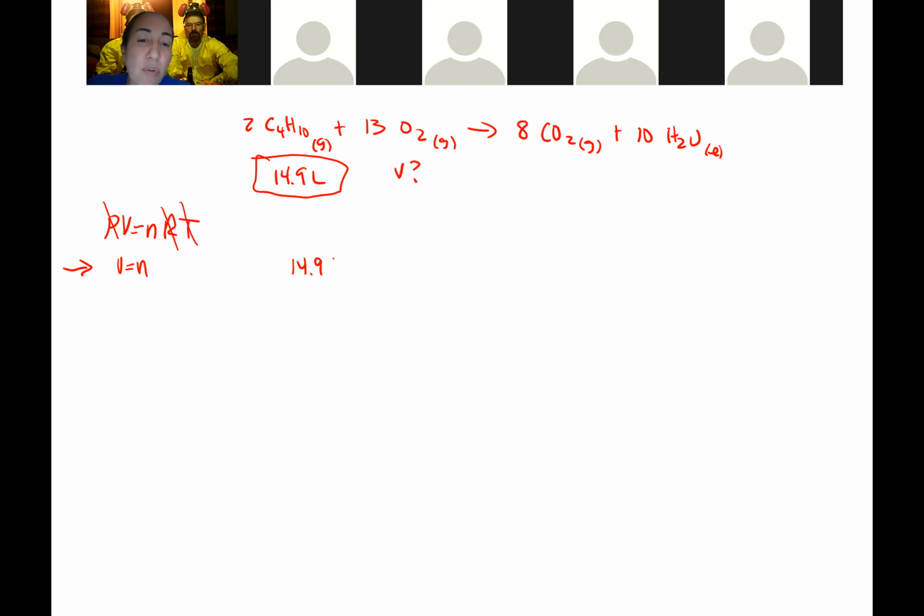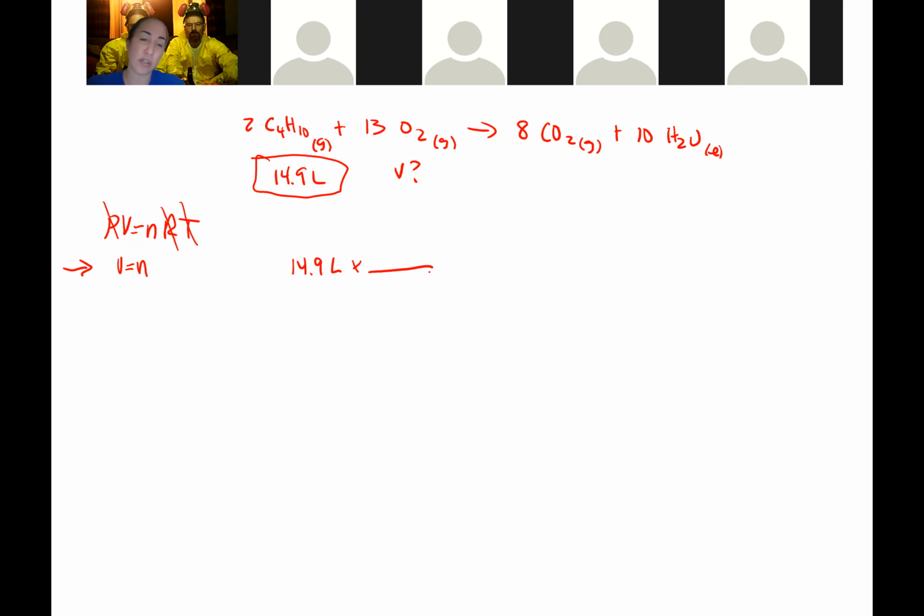So that means at 14.9 liters, if you look at the balanced equation, you can say that there's 2 moles of butane, right? But if there's 2 moles of butane, according to Avogadro's law, how many liters of butane are there? 14.9.